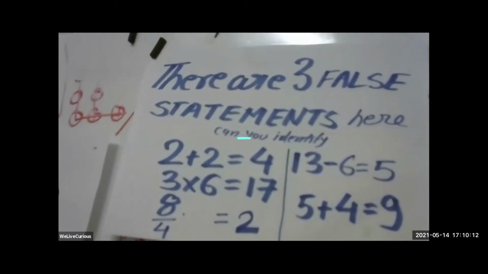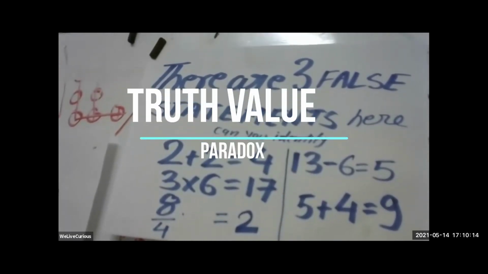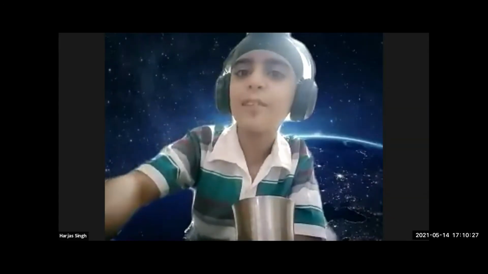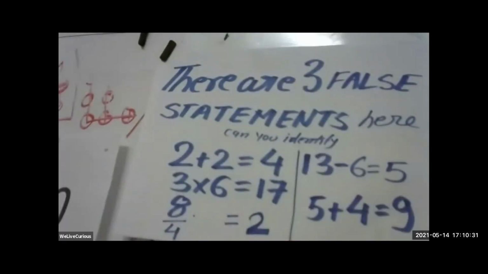The question is, there are three false statements here. Can you identify which are these three false statements? Simple mathematics, very simple. Just spend some time with the question, figure it out.